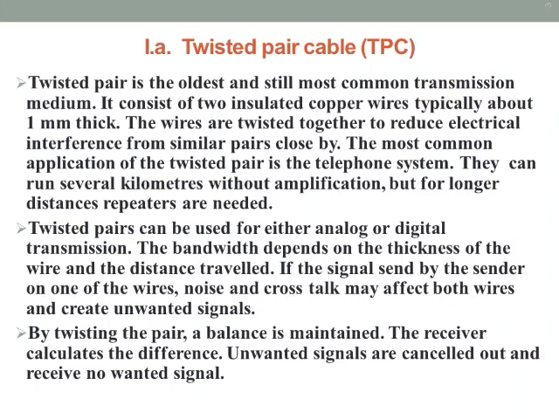If the signal is sent by the sender on one of the wires, noise and crosstalk may affect both wires and create unwanted signals. By twisting the pair, a balance is maintained. The receiver calculates the difference. Unwanted signals are cancelled out and the receiver gets only the wanted signal.